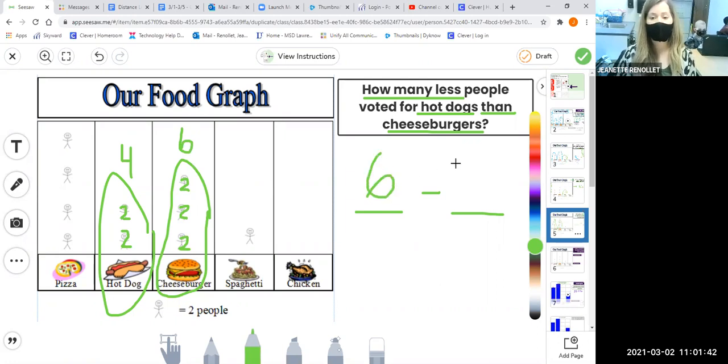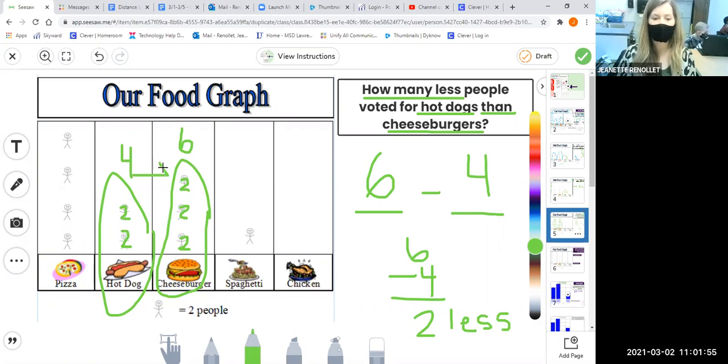Put the greater number first and subtract. 6 minus 4 gives us a difference of 2. 2 less people voted for hot dogs compared to cheeseburgers.